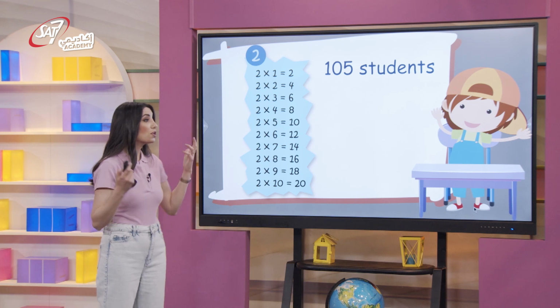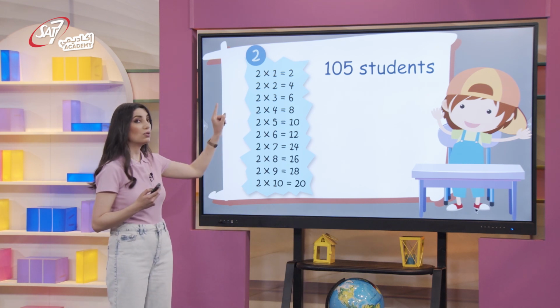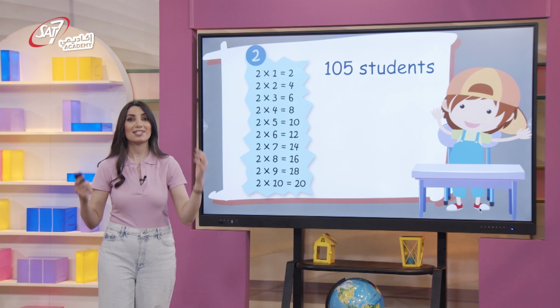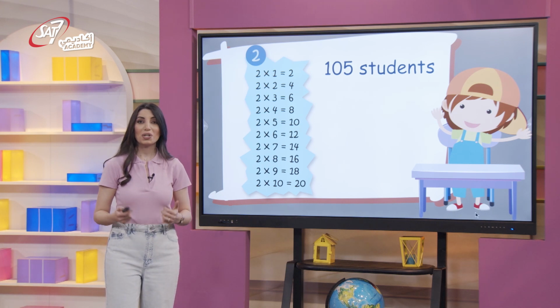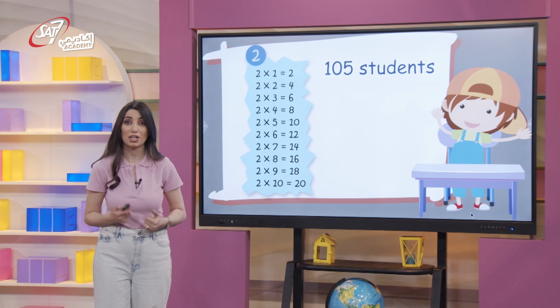What about groups of 3? 1 plus 0 plus 5 is 6, and 6 is a multiple of 3. So 105 is divisible by 3.